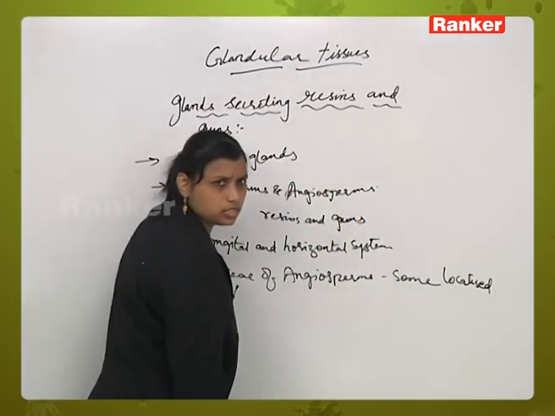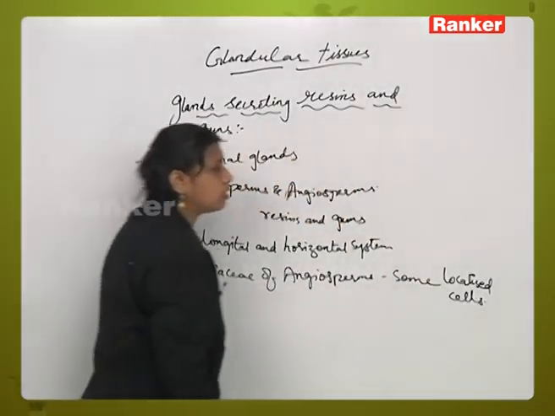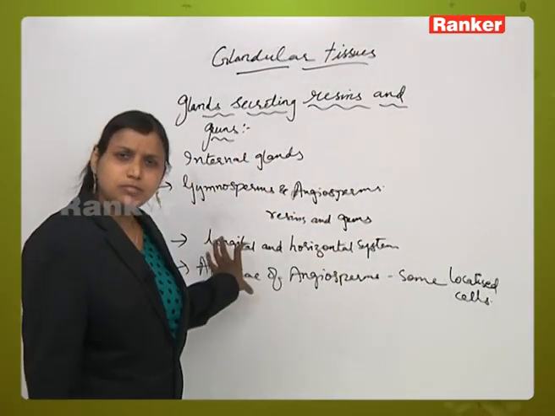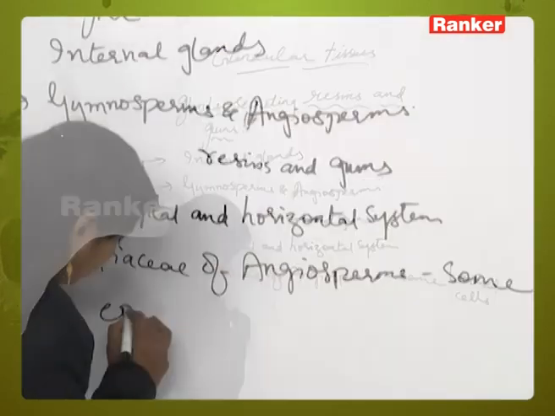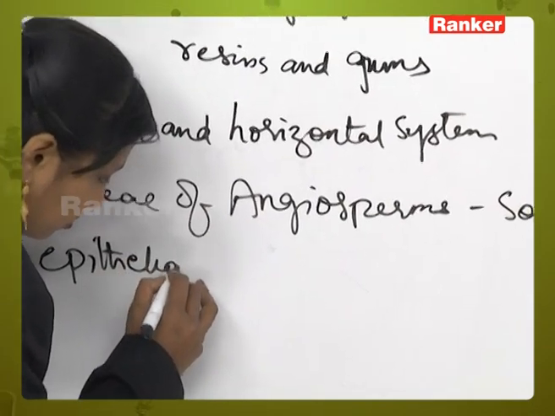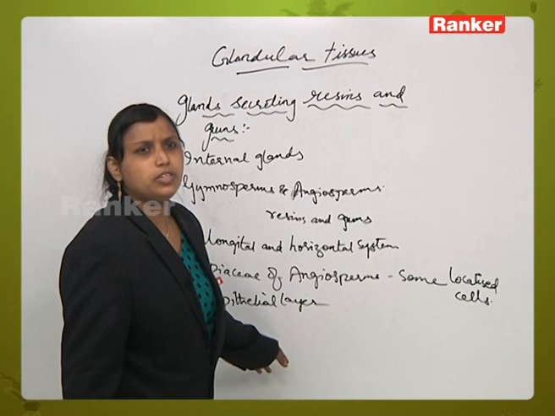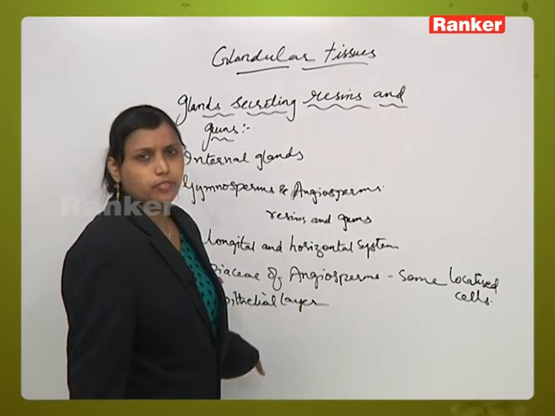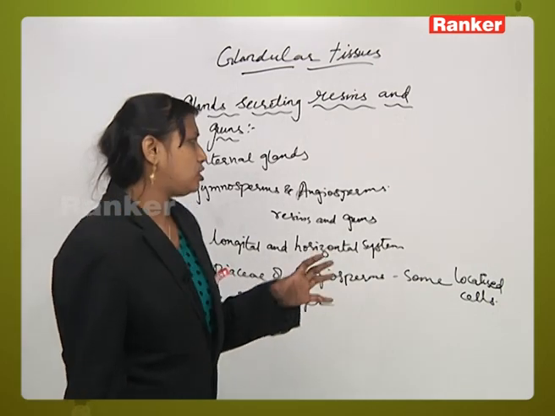Some localized cells. After maturation, these gum secreting glands will form an epithelial layer towards the inner side of the ducts. So another type of glands which we are supposed to study here is the digestive glands.